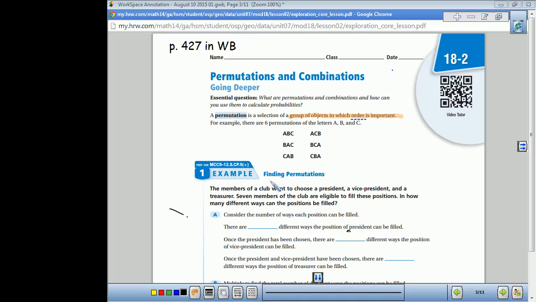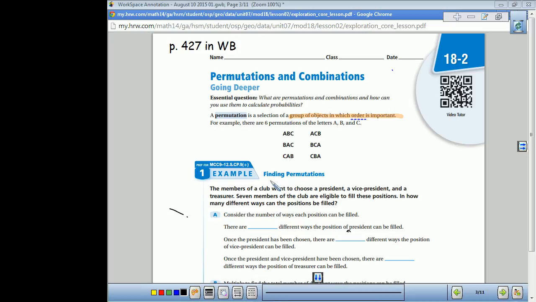Today we're going to look at 2 more ways to find the total number of possible outcomes. That's still our essential question: how do you find the possible number of outcomes? So far we've done it 2 different ways. We did it visually with a tree diagram, and not only could we find the total number, we could actually see the entire sample space.